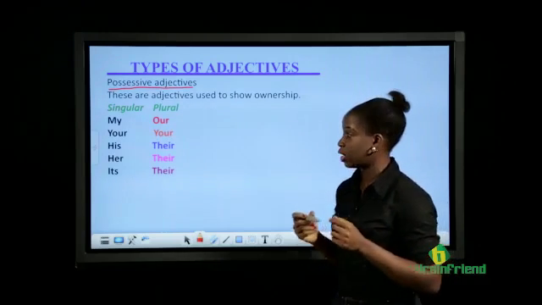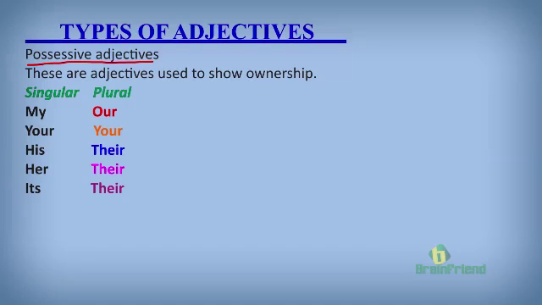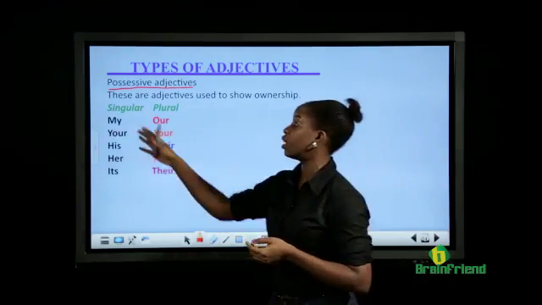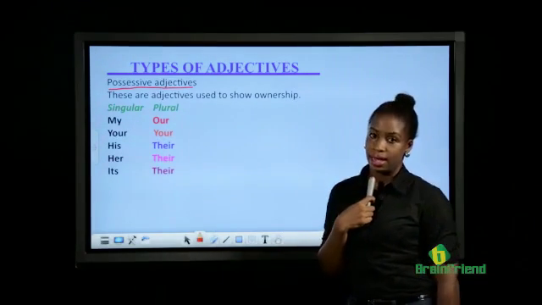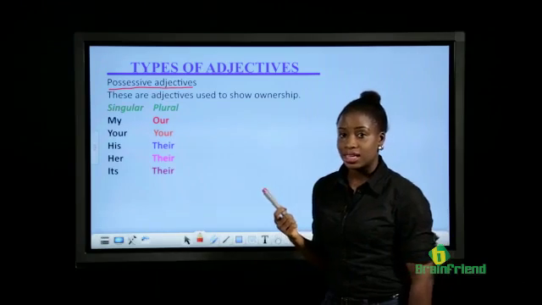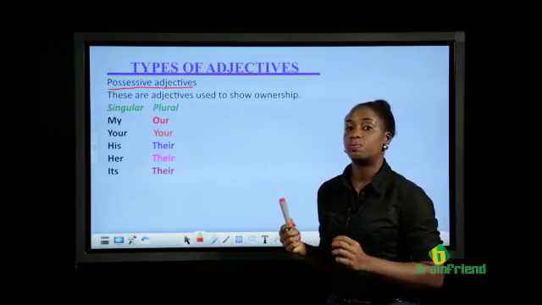And the possessive adjectives we have are my, the singular, and the plural is our, when talking about more than one. Your, his, their, her, their, and its, their. Note that these possessive adjectives are sometimes referred to as pronouns. Why? Because they take the place of a noun. Instead of saying this is Jane's pen, I could say this is my pen. In that case, you call it a pronoun because I've used it to replace my name.